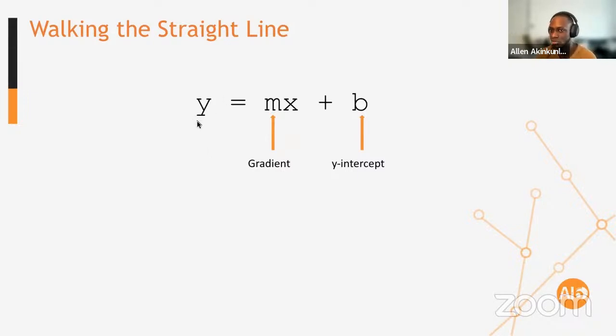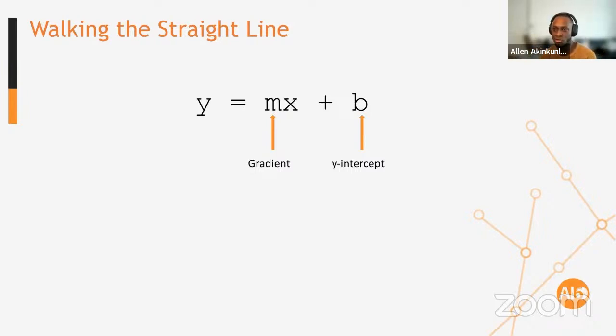y is obviously the vertical axis. x is the horizontal axis. And yes, that's the equation of a straight line. That's why I named this deck walking the straight line. Such a horrible name. So y equals mx plus b, where m is the gradient or the slope, and b is the y-intercept. x is just the horizontal axis, right?